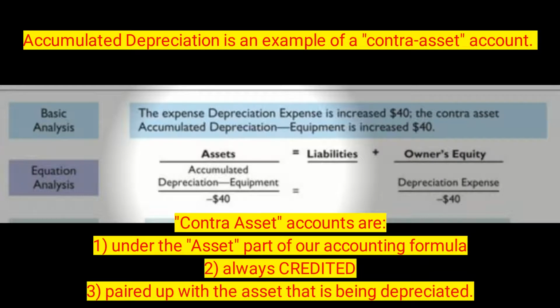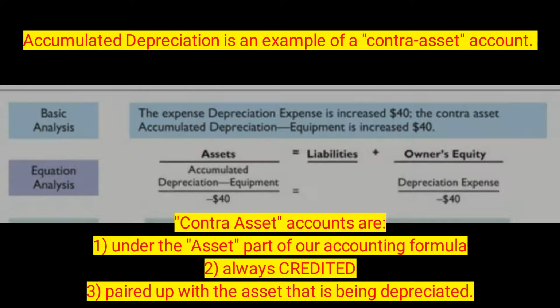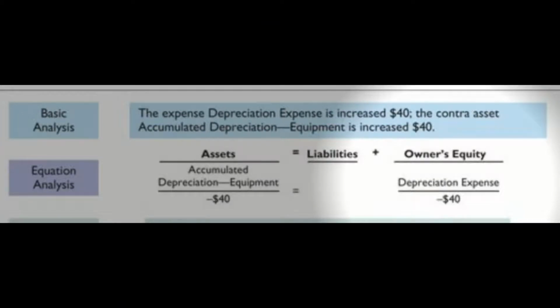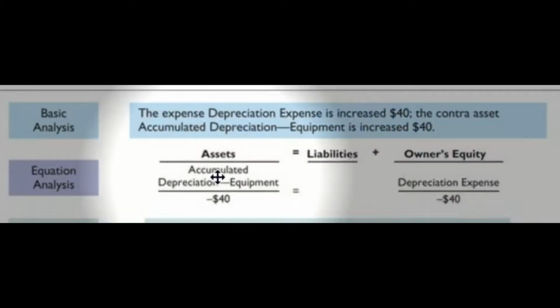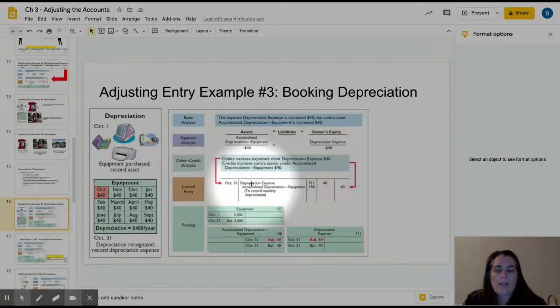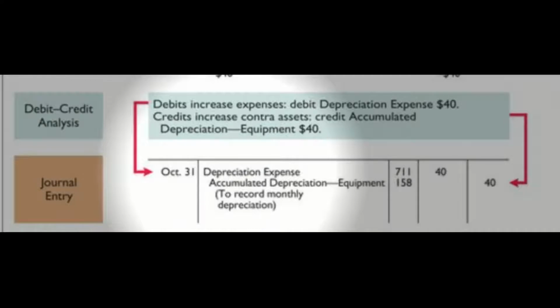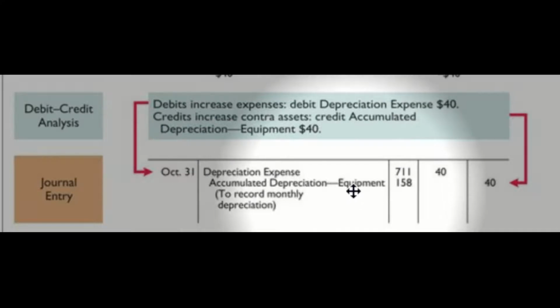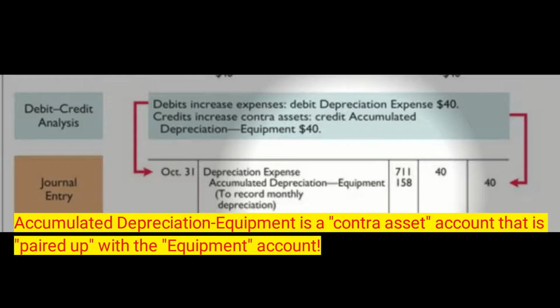When we record depreciation expense, let's stick with this $40 of depreciation. We're going to show it as depreciation expense, meaning we debit it under the equity, just like we would debit any expense. And then we're going to credit it under the asset, and it's going to be accumulated depreciation. This is the contra asset account. Now, let's look at the journal entry. The journal entry is going to be typical to any other expense. We're going to debit the expense of depreciation expense. We're then going to credit accumulated depreciation - equipment. That's the name of this new account that we're looking at.